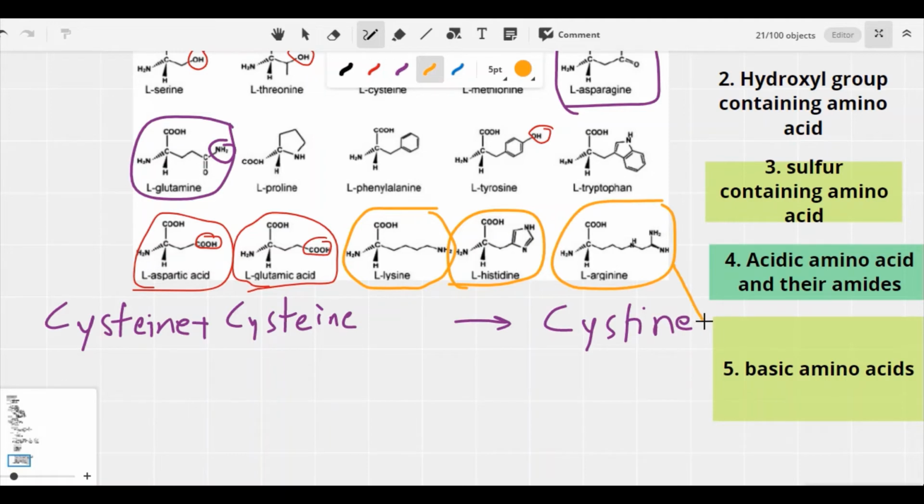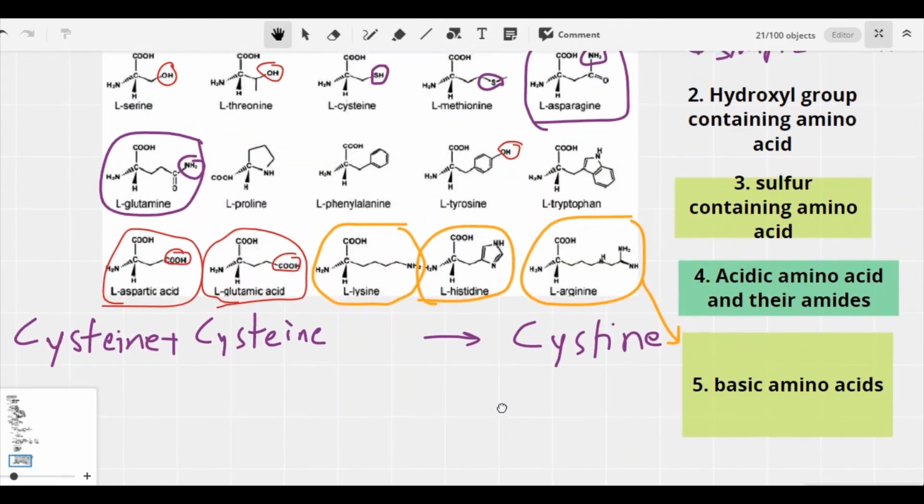These are categorized as basic amino acids because they are dibasic monocarboxylic acids. You can see the NH2 groups here, and these are dibasic monocarboxylic acids that are highly basic in character, so remember it.